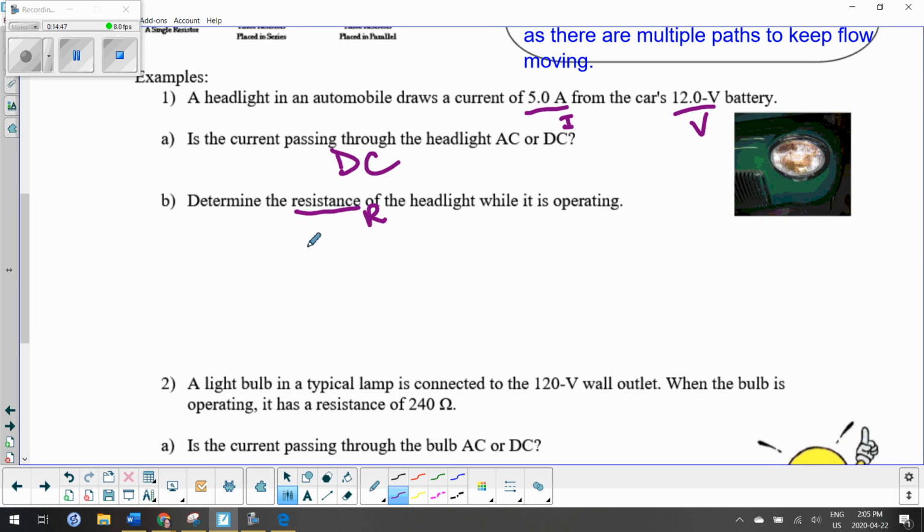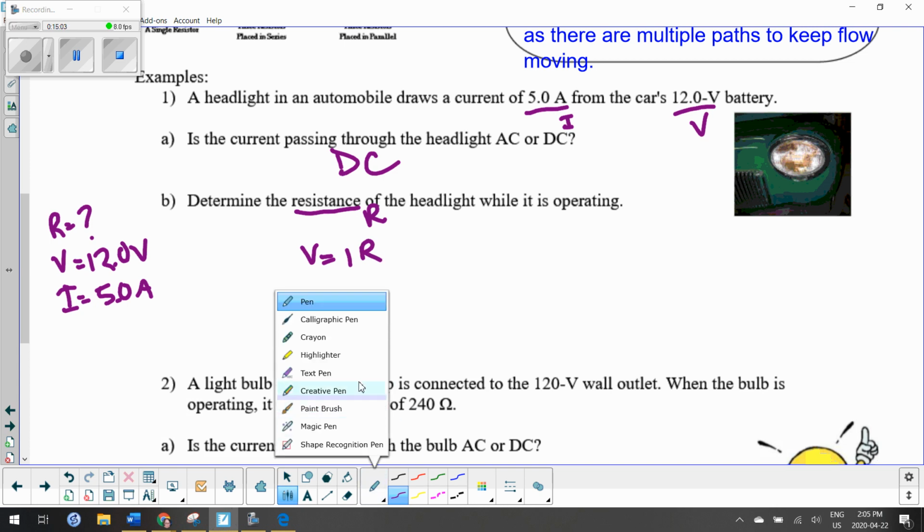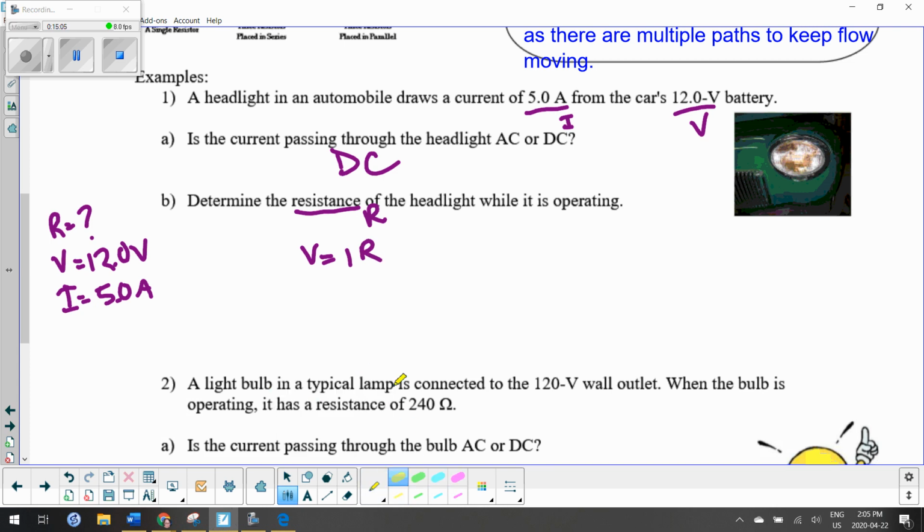Okay, so list your variables to the side. R is my question mark. V equals 12.0 volts, and I equals 5.0 amps. So my formula, V equals IR. So now we have to start rearranging equations again.